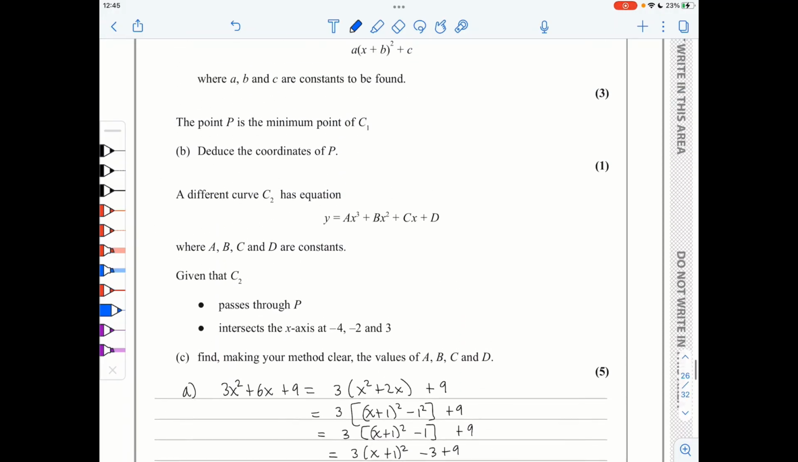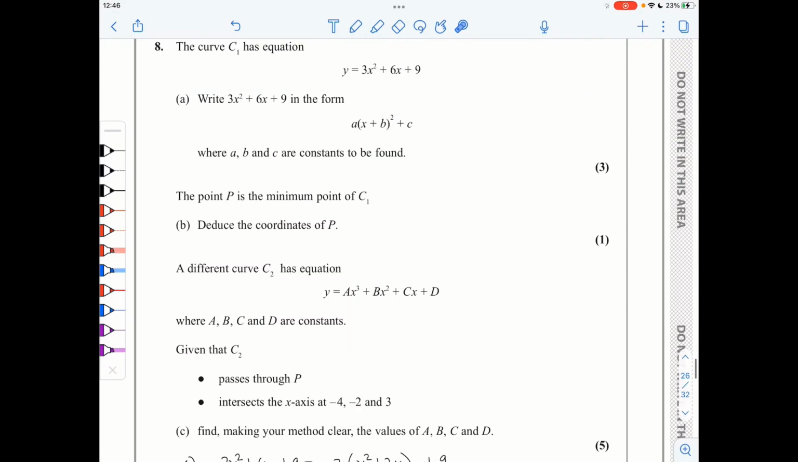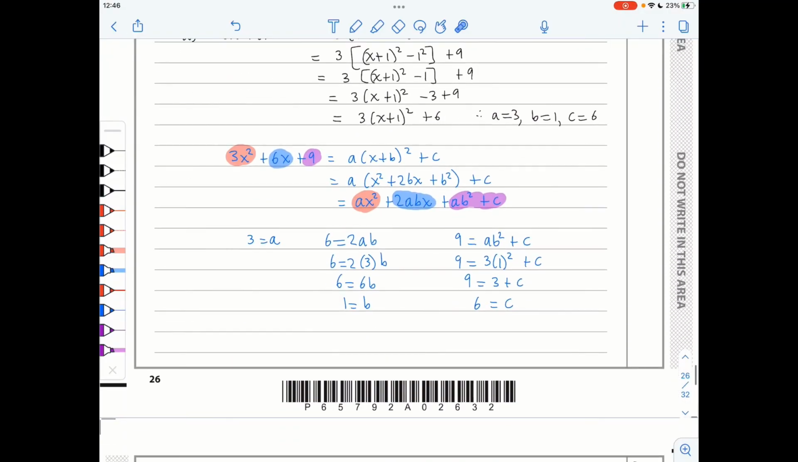Now in B, the point P is the minimum point. Deduce the coordinates of P. Again, the prompt to deduce means it's something that follows on from the work you've just completed. The fact that you have put the expression in this form means you can easily see that the minimum point is when this is 0. So the x value that will make the bracket 0 is obviously going to be minus 1. And when x is minus 1, the y value turns out to be 6. So this is minus 1, 6.